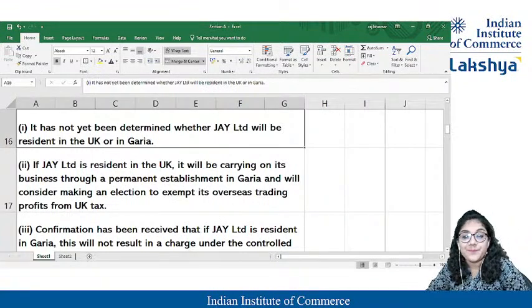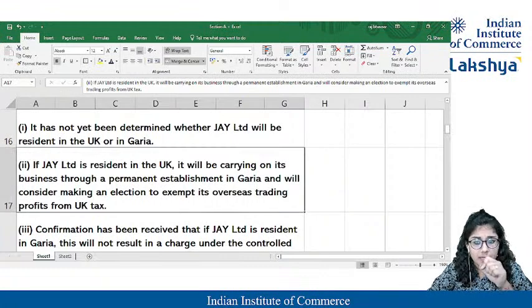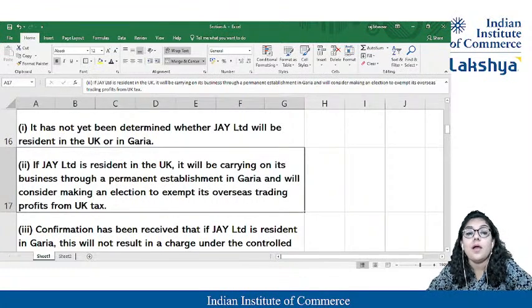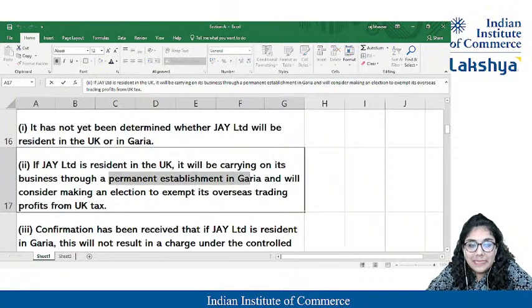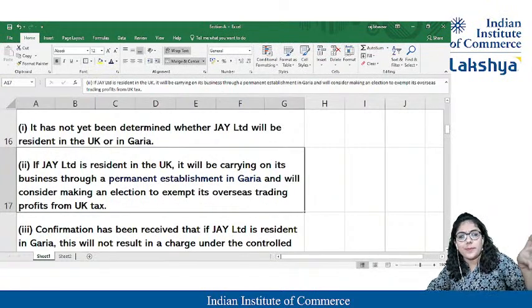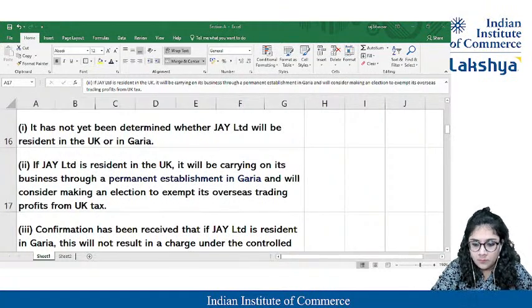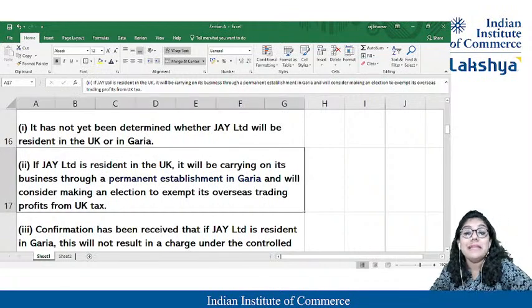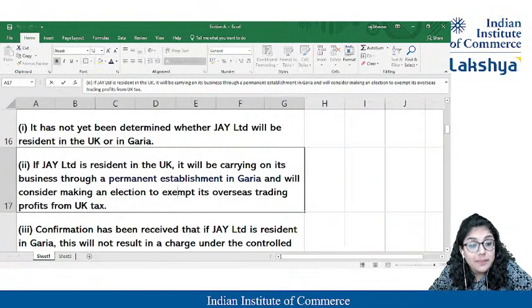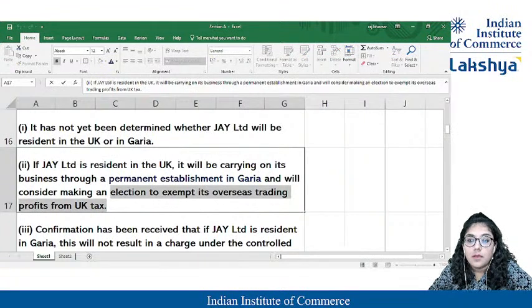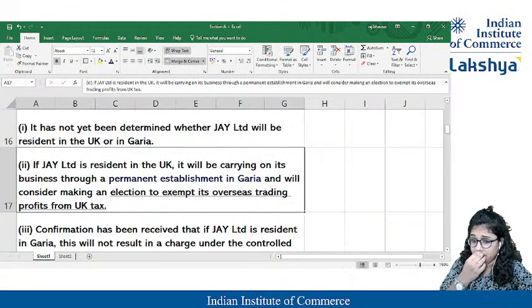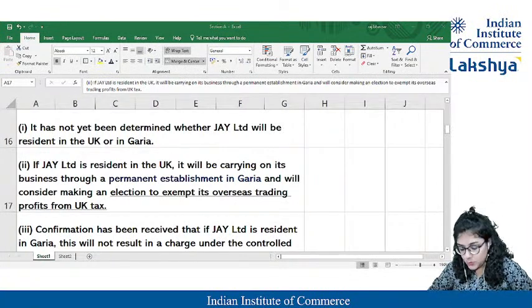That's all. Okay. Second, if Jai is a resident in the UK, it will carry on its business through a PE in Geria. So, a branch. If Jai is a proper resident in the UK and wants to do business there also, then according to the PE rules they can create a branch over there. Along with that, they will consider making an election to exempt its overseas trading profit from UK tax. Oh my god, ma'am, so many things. Yes, basically there could be 2-3 parts which we will go through easily.